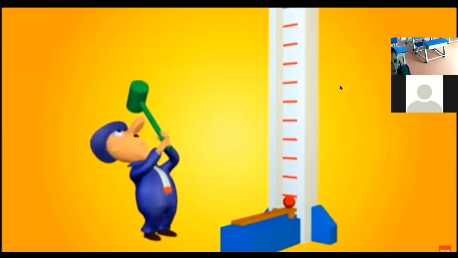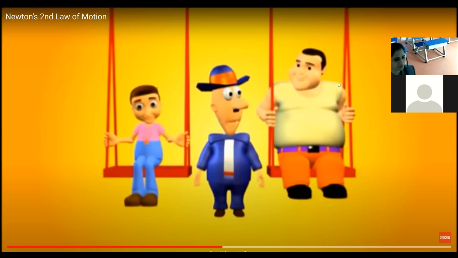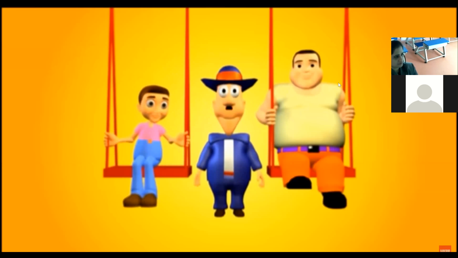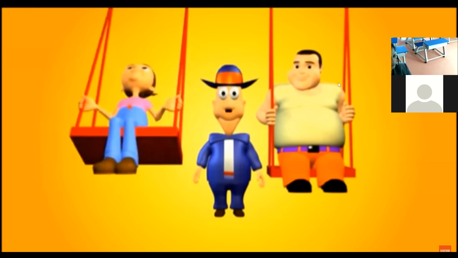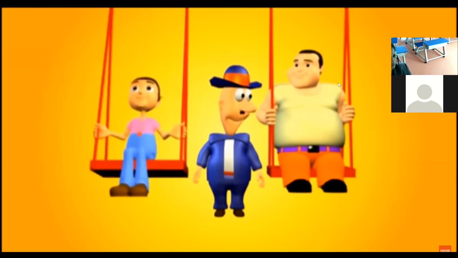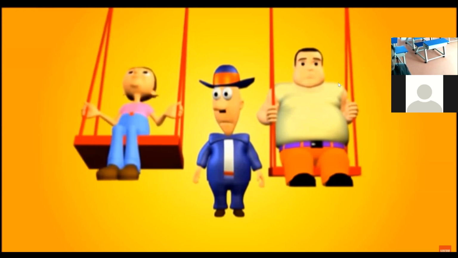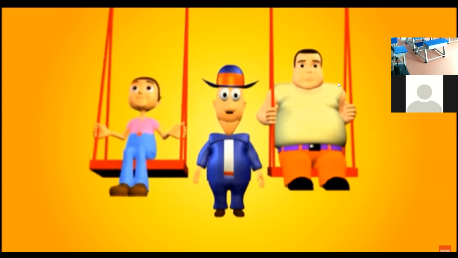Look at these two swings. If you apply the same force on both swings, check whose goes faster. Let's first push the little kid. See? It goes very high. Now push this fat man with the same force. See, it does not go far, because it has more mass than the little kid. So the more mass there is, the more force is required to push the object.